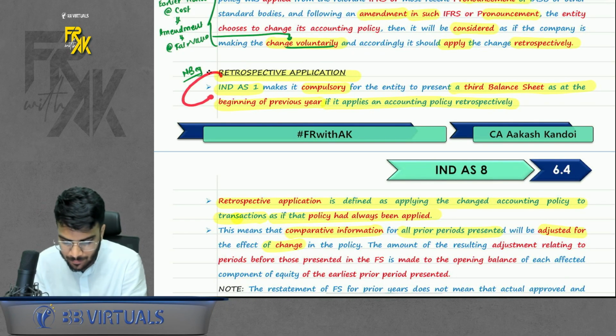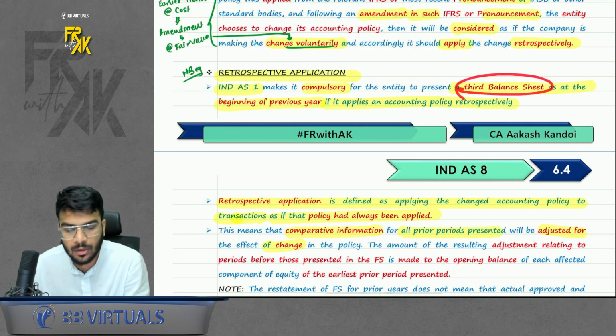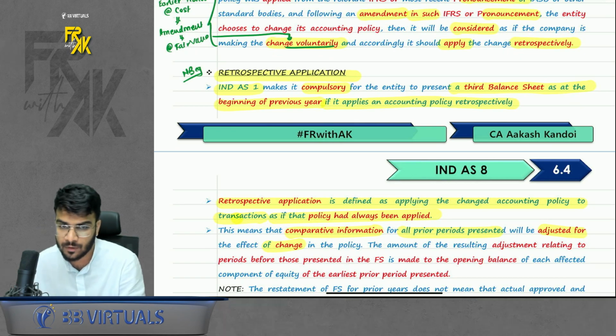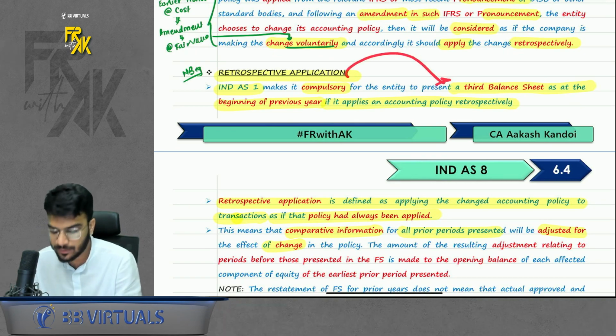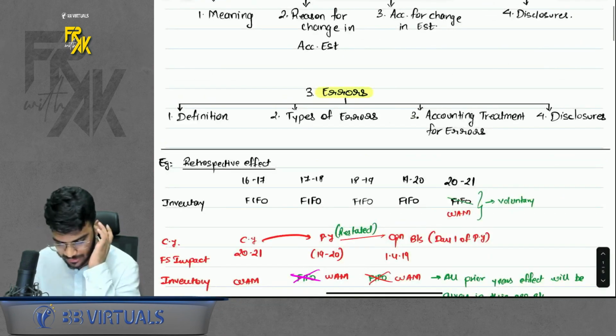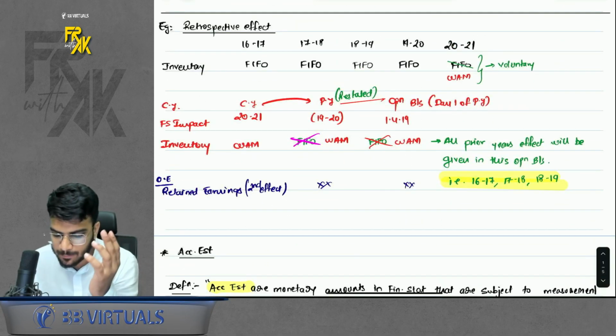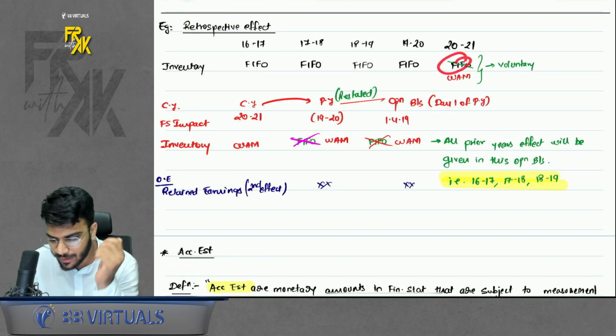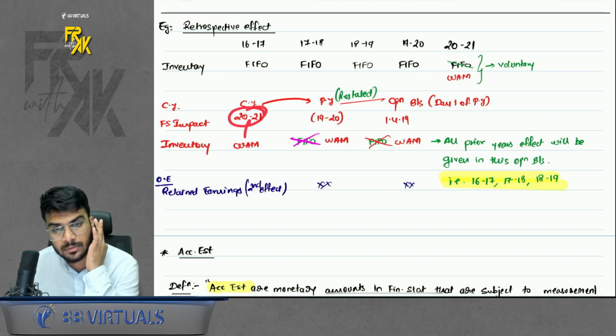Whenever you apply anything retrospectively, you will also have to prepare a third balance sheet, as we already discussed, the opening balance sheet on day one of the previous year. So what is the purpose of preparing a third balance sheet? In case you remember, I also told you, see, whenever, let's say for example, you are changing the policy from FIFO to weighted average, you will apply the change from the current year.